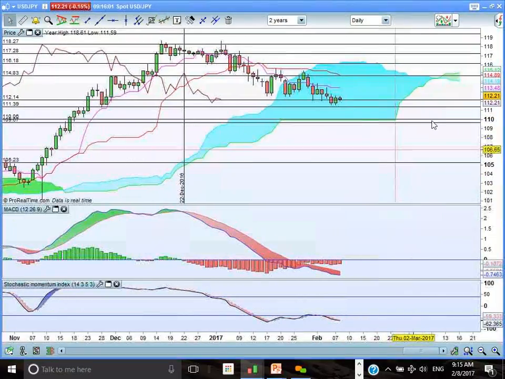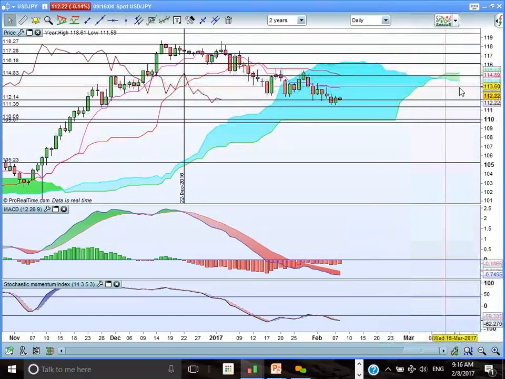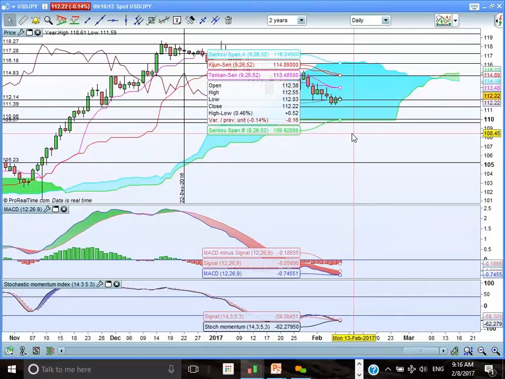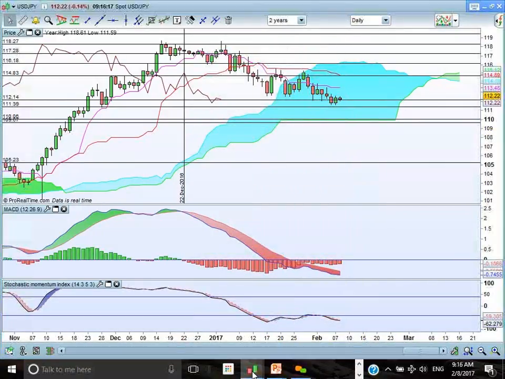Now, just watch out that the front end of the cloud is confirming and is giving us an early warning signal that we now have a downtrend in place. So if the price dips below the bottom end of the cloud here, we're then in a confirmed downtrend because price action is taking place below the cloud. Okay.